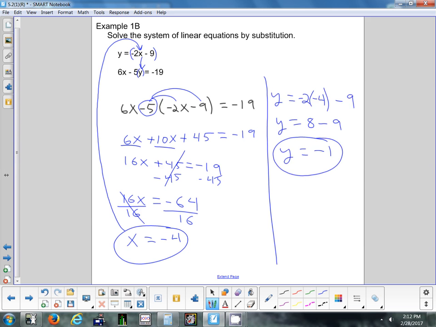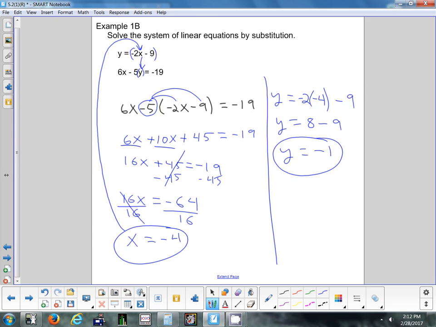So if you were to draw these two lines, let's say we graphed them like we did yesterday, where would they cross each other? At what point? Negative 4, negative 1. That's exactly where they would cross.